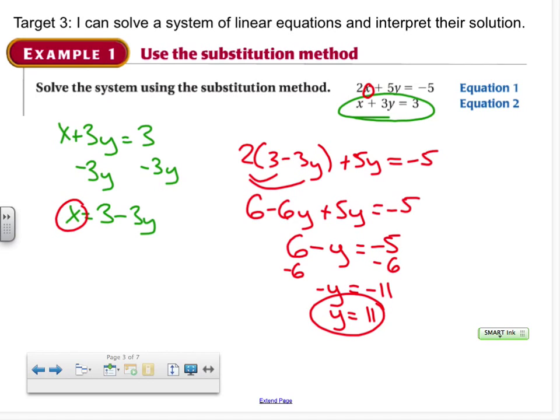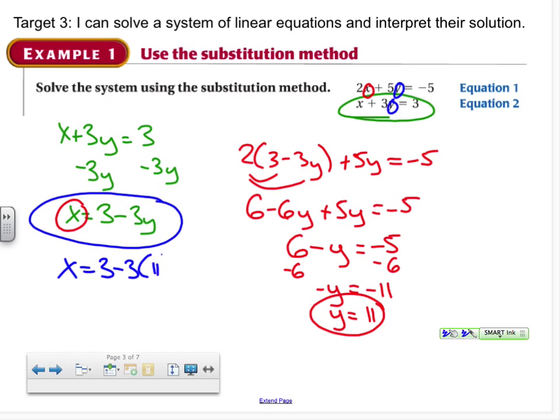All right, now I want to take that y and plug it into any equation. It doesn't matter which one here. I can plug it in right here, or I can go over to this equation and plug it in. And in fact, that's what I'm going to do. I'm going to plug it into that equation because I'm looking for x, and that one's explicitly solved for x. So I'm going to plug in y equals 11: x equals 3 minus 3 times 11. That's x equals 3 minus 33, so x equals negative 30.